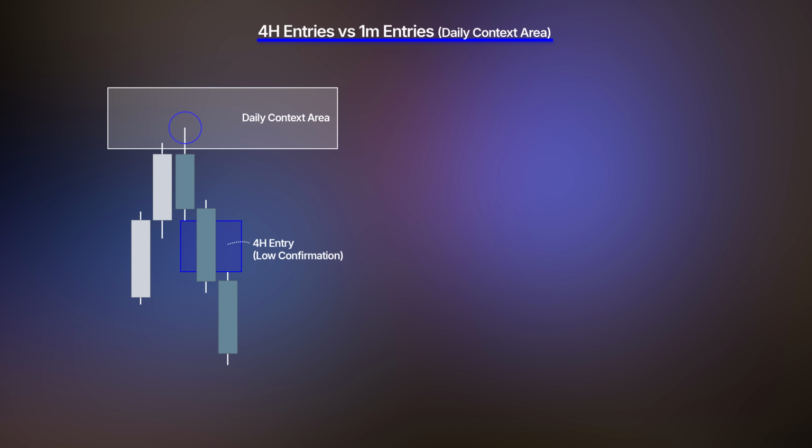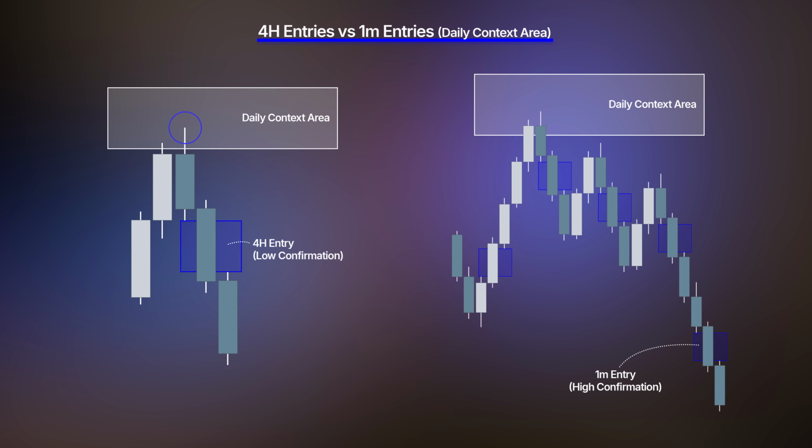Then if we have a daily context area and we are going to look for 4-hour entries, we don't need a lot of confirmation. But if we are going to look at a daily context area and we are going to confirm using entry confirmation in that context area on the 1 minute time frame, then we are going to need a lot more confirmation.